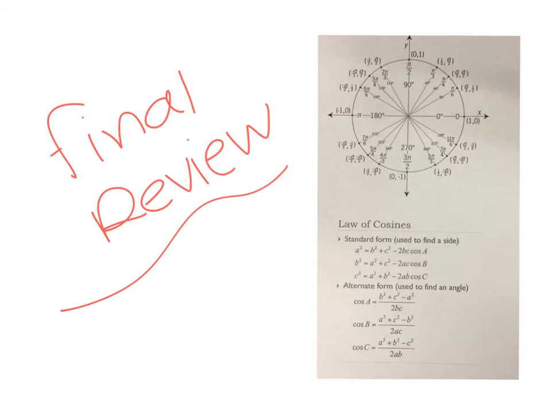So this reference sheet's going to be given to you. You'll have a full unit circle. You'll get the law of sines, both the standard form and the alternate form. And then some of the other ones will be written directly on the problem. So if it was written on the review packet, like the angle between, that kind of stuff, then it will be given to you in the same format.